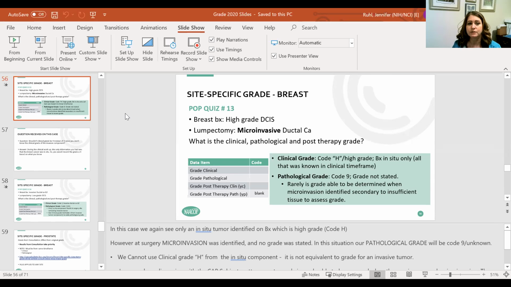Is SBR equivalent to Nottingham? Yes. Scarff-Bloom-Richardson is what SBR stands for, and Nottingham is another name for the same thing. There are actually many different names, but SBR and Nottingham are the two most common, and it's the same thing.